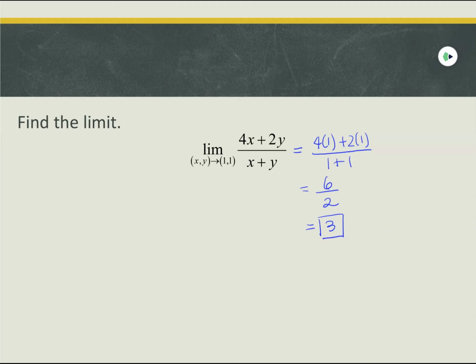So the limit of this function as x and y approach 1, 1 is 3. And this means that as the x and y values get closer and closer to the point 1, 1, the output values for this function get closer and closer to the value of 3.